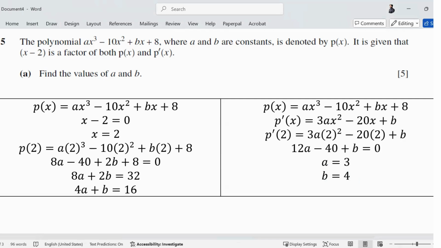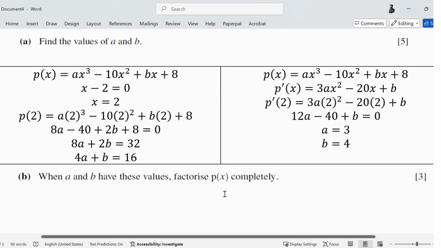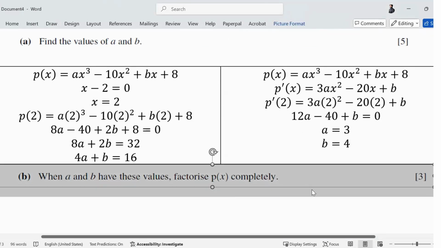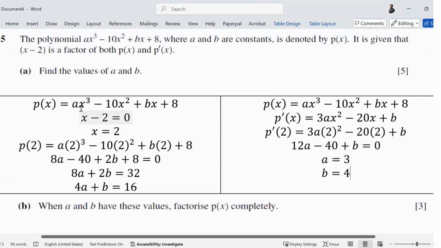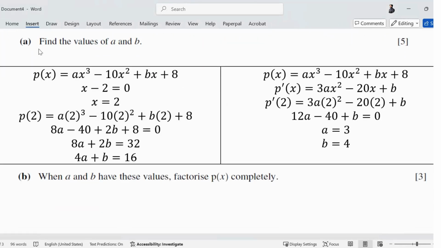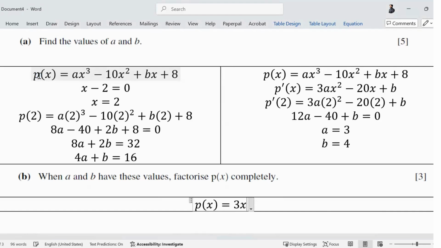Now the second part of this question. When A and B have this value, factorize P of x completely. One way of doing it is through long division, finding the other factor of P of x. Let me write the polynomial with these values of a and b. So P of x becomes 3x cubed minus 10x square plus 4x plus 8, right?